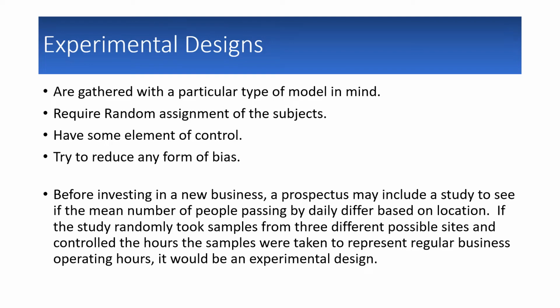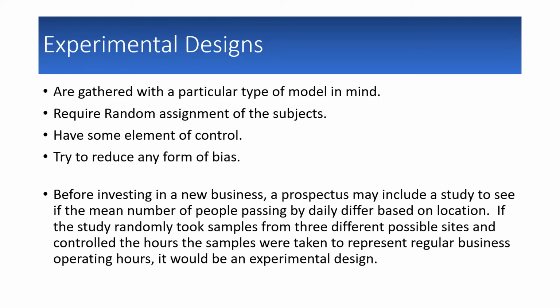We would have a particular type of model in mind when we start gathering the data. We would randomly assign the subjects to the groups, and we would have some element of control within those groups. All of this will help us try to reduce any form of bias that would be in the experiment.